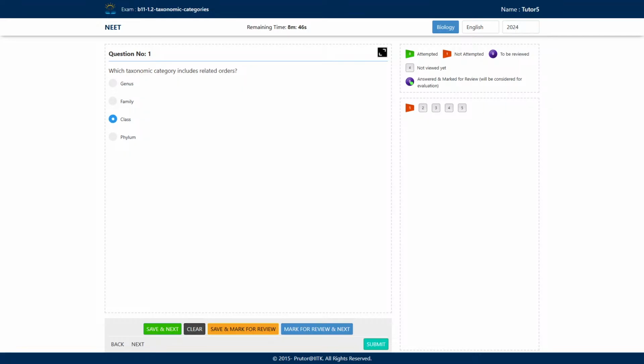Okay, the answer will be class. The lowest most taxon is species, then you have the genus, then family, then order, and then the class. So class includes related orders. Above class is phylum, and then you have the kingdom, which is the highest taxon. Above kingdom is domain. And then we have subcategories also, like subphylum. Subphylum is below phylum, between the phylum and the class. Then you have subspecies, which is below species.